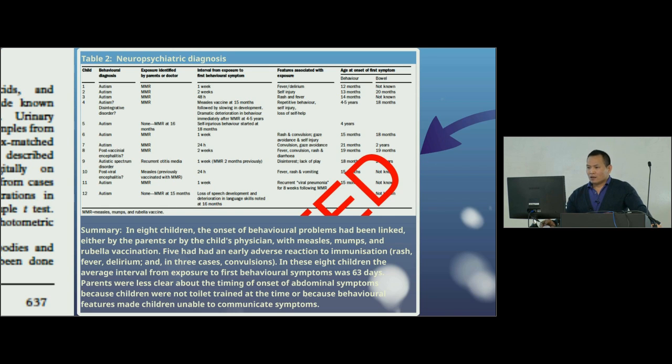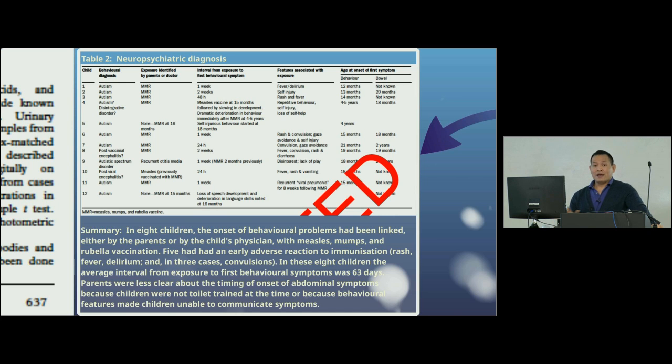If you look at here, this is again child 1 to 12. Then you look at the behavioral diagnosis. A majority of them have developed autism. 1, 2, 3, 4, 5, 6, 7, 8, 9, 10. So 10 out of 12 were diagnosed with autism.